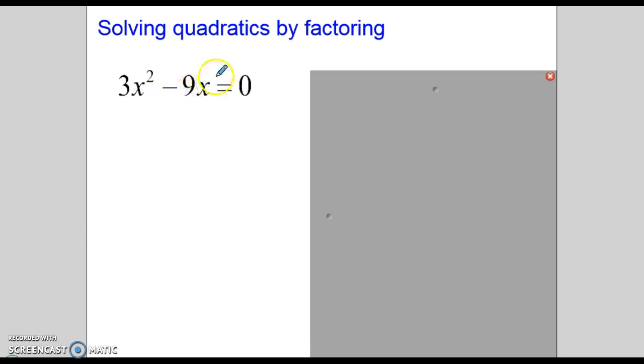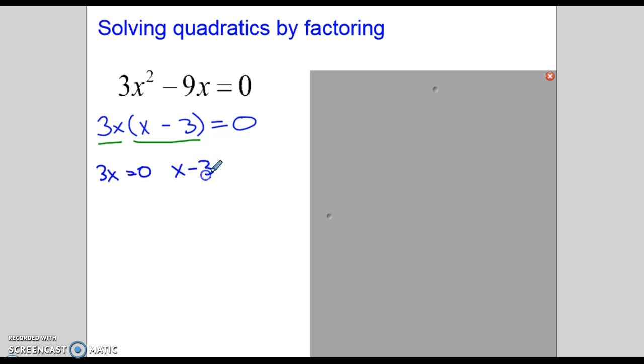So, first thing you should always look for is a greatest common factor. Both of these terms have an x, they're both divisible by 3, so I'm going to factor out a 3x, which leaves me an x and then a minus 3, and that's going to equal 0. Now that I've factored it into two different factors, I can say, well, I know either that's 0 or that's 0. So I can write two different equations, one where 3x equals 0, and one where x minus 3 equals 0.